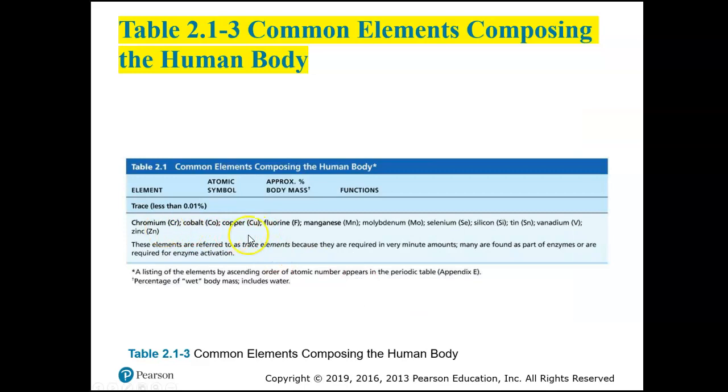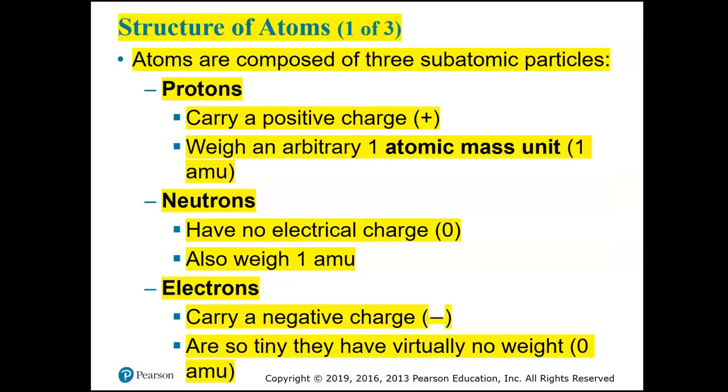Then we have, you don't need to learn these or anything, but these are the trace elements that we need in small amounts for various functions in our body, and they make up less than 0.01% of our body composition, and that's chromium, cobalt, copper, fluorine, manganese, molybdenum, selenium, silicon, tin, vanadium, and zinc. So these are all metals, except fluorine. The rest of them are metals of some description. Okay, so they're trace elements that are required in minute amounts.